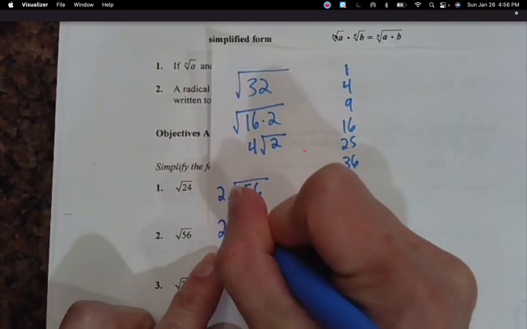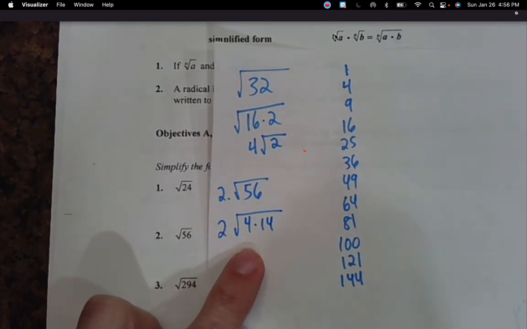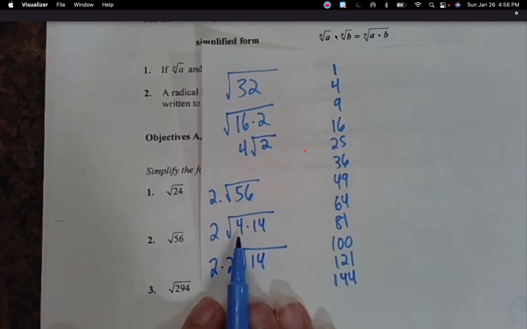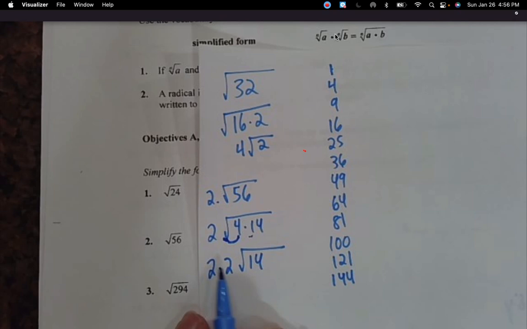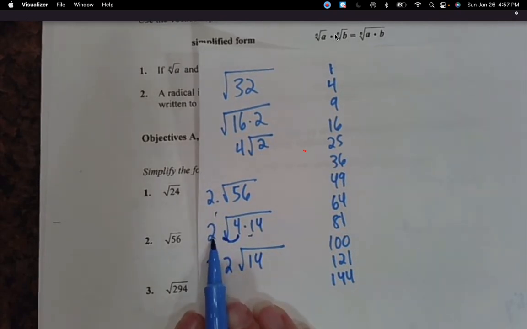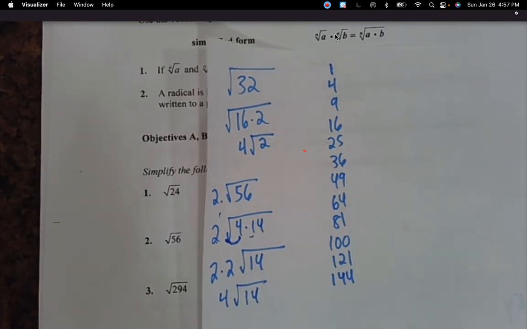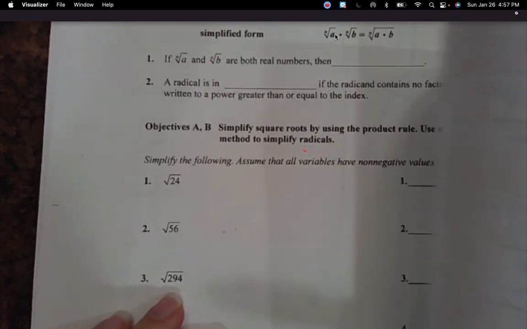So what I've got is 4 times 14. What's the square root of 4? Well, that's 2. So notice that one has moved here on the outside. So now we have 2 times 2. This 2, I've been bringing it down. What's 2 times 2? Oh, that's 4. So that is the square root of 56. That's the simplified form of it. I don't want decimals, okay?